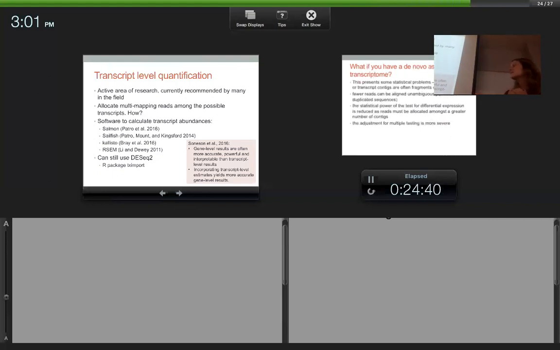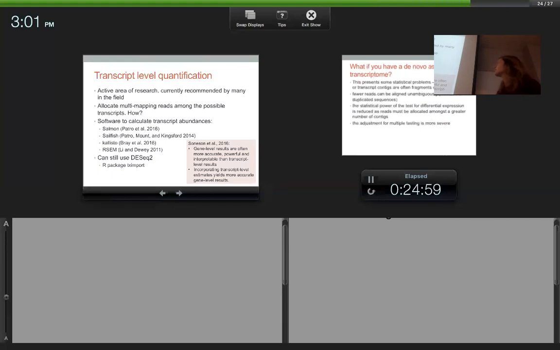You can still use DESeq2. However, DESeq2 expects gene level counts, not transcript level counts. And I think you can actually force it to do transcript level statistics, but that's not what it's meant for. Something like RSEM is probably what you want if you want real transcript level abundances.